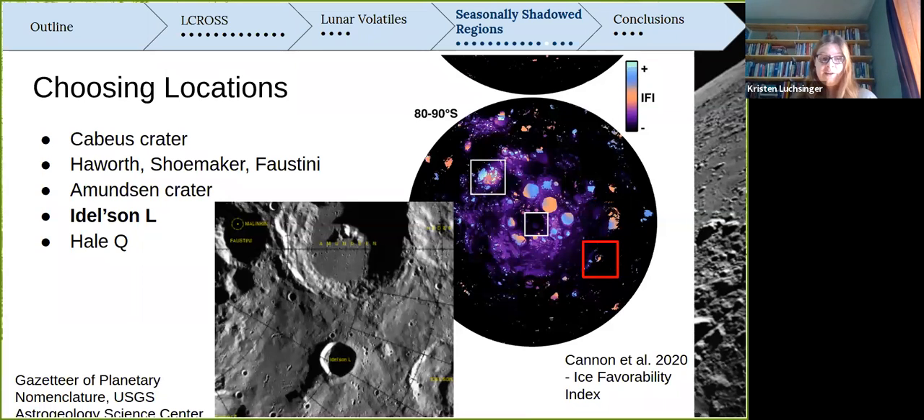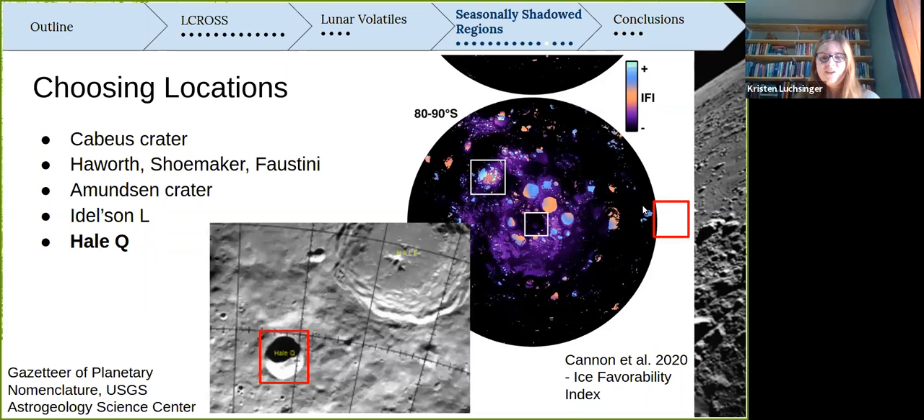I also chose Idelson L, which is the opposite of Amundsen in a lot of ways. It's a lot smaller. It has a lot less of a complex signature across its crater floor because it doesn't have nearly as much crater floor to have a complex signature in. So I thought it would be an interesting comparison to Amundsen to go for a much smaller crater.